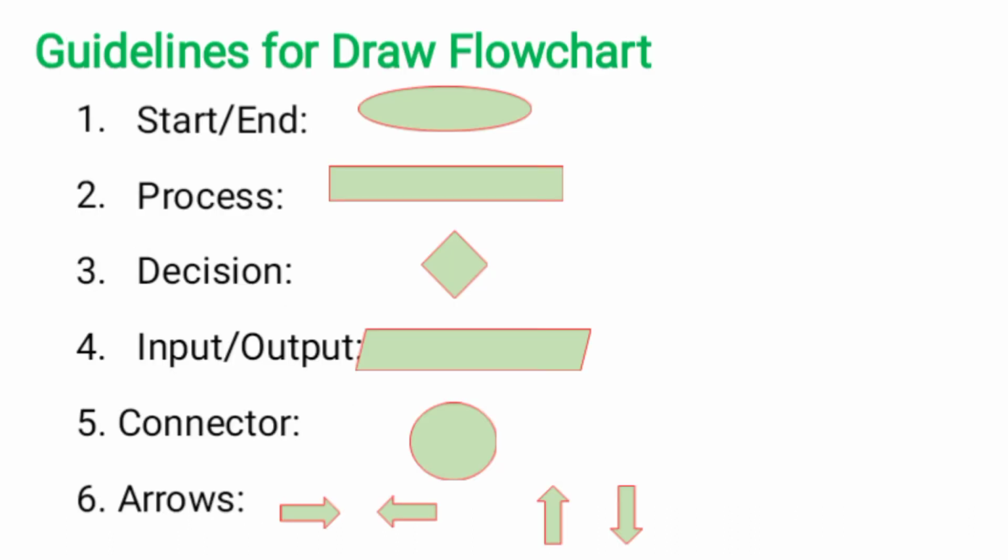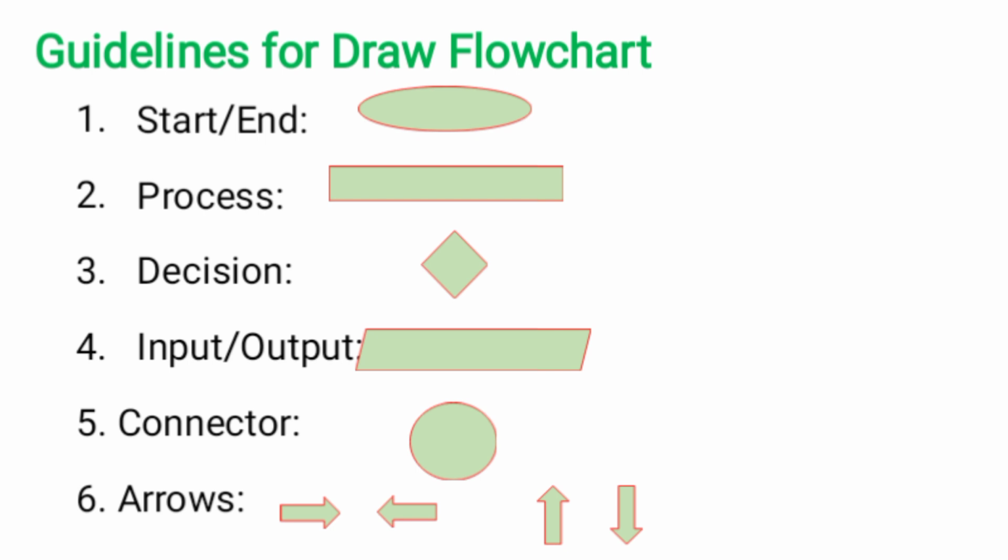Next, guidelines to draw a flowchart. Start or stop. Use an oval shape to represent the start and end points of the process. Next, process. Represent processing steps with rectangles.